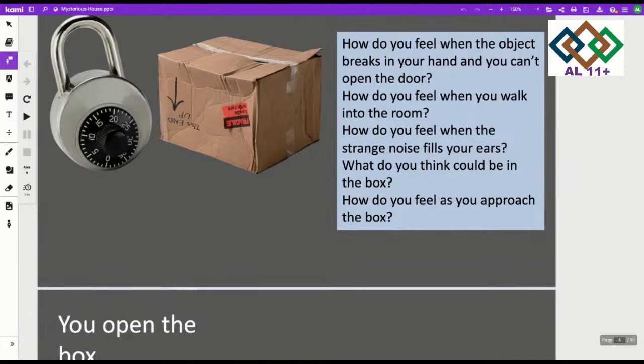That's a nice one. So basically, again, you have to think, how do you feel when the object breaks in your hand? The object has broken in your hand and you can't open the door. The door is locked now, you cannot open it. How do you feel when you walk into the room?